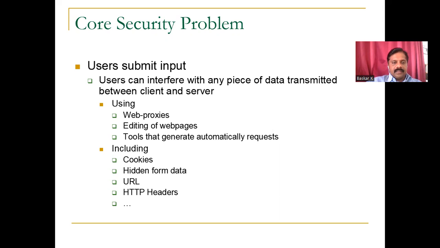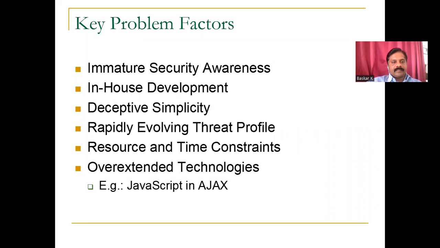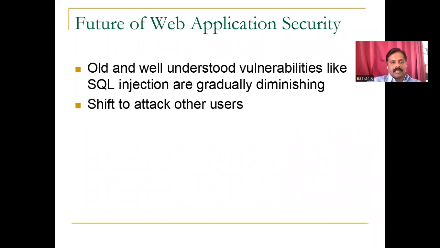Using web proxies, editing of web pages, and tools that generate requests automatically, including cookies, hidden form data, URLs, and HTTP headers. Key problem factors: immature security awareness, in-house development, deceptive simplicity, rapidly evolving threat profile, resource and time constraints, and overextended technologies. Example: JavaScript in Ajax. Future of web application security.